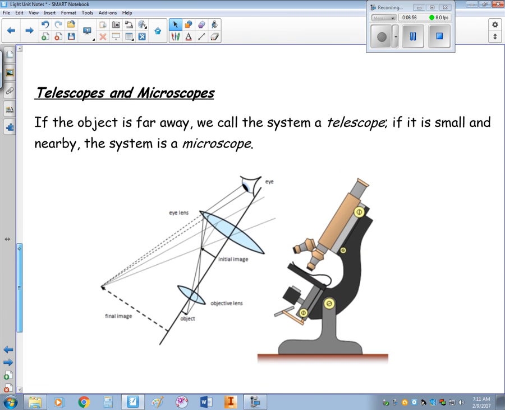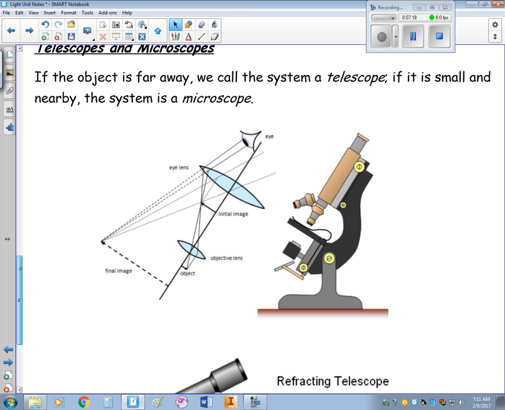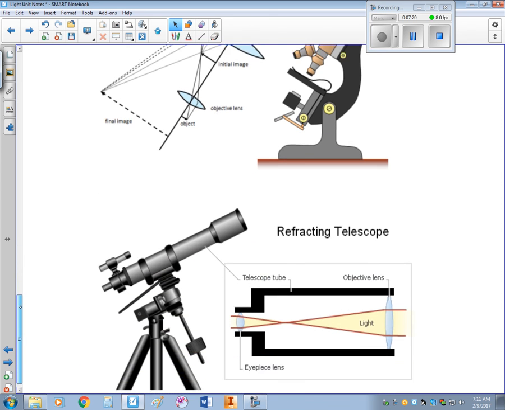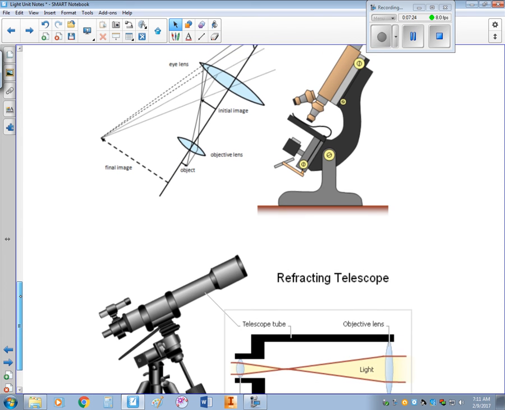Now, we have a couple applications for lenses: telescopes and microscopes. If the object is really far away, like a star system, we say we need a telescope. If the object is really, really close and small that we need to see, we say it's a microscope. So here are a couple examples of some telescopes and microscopes.